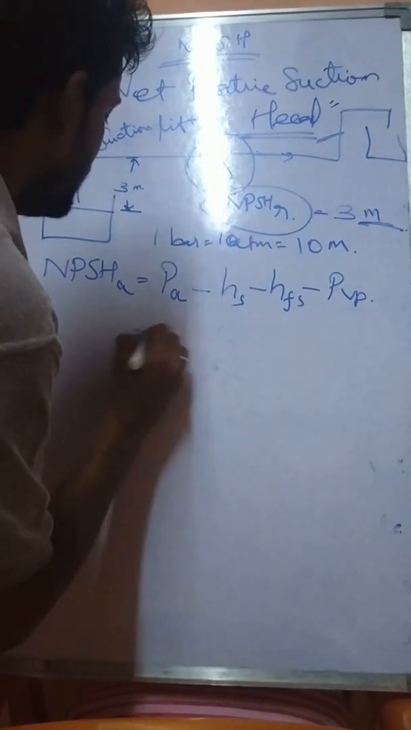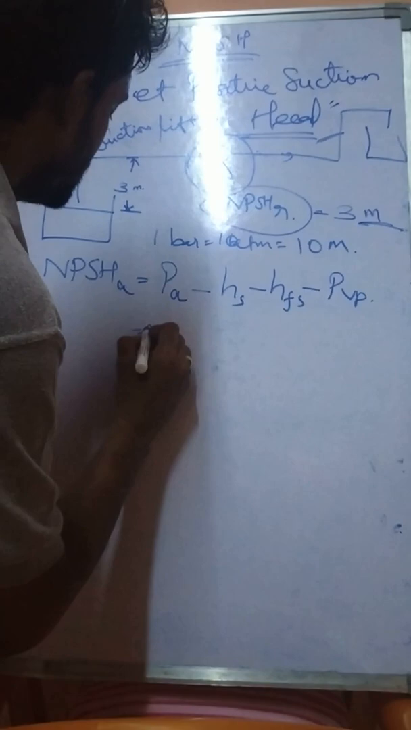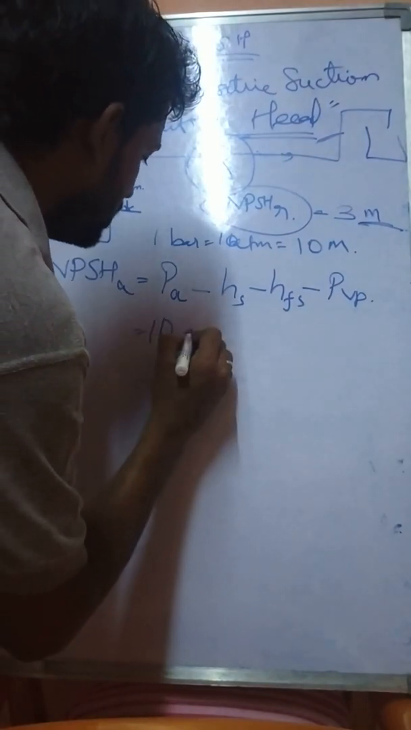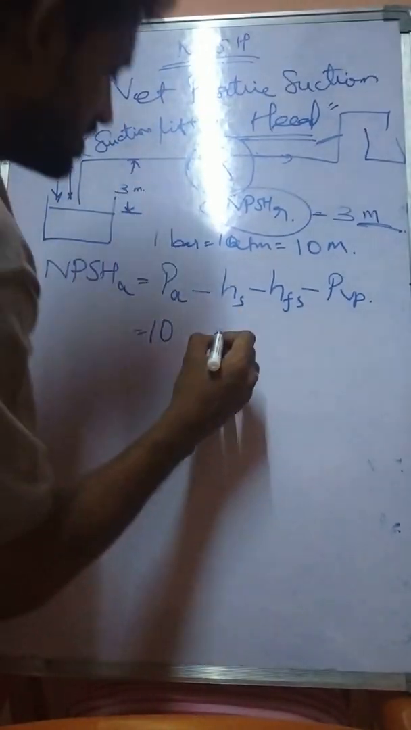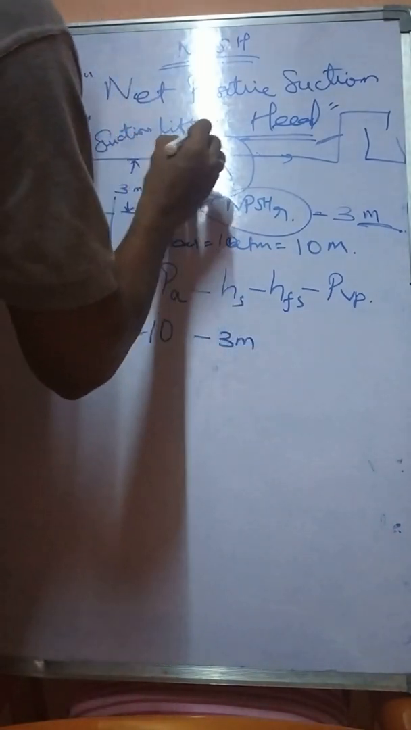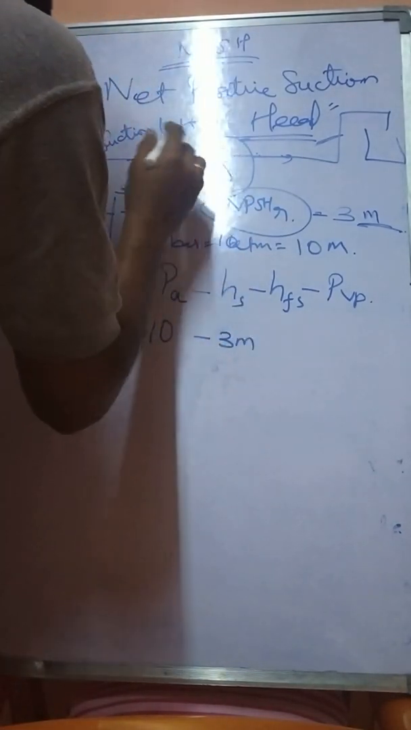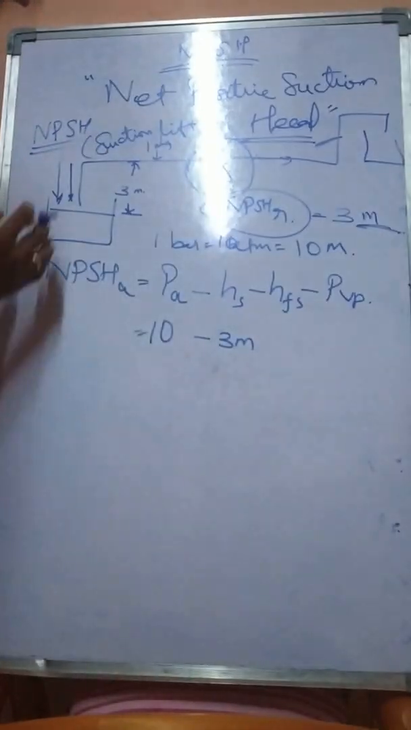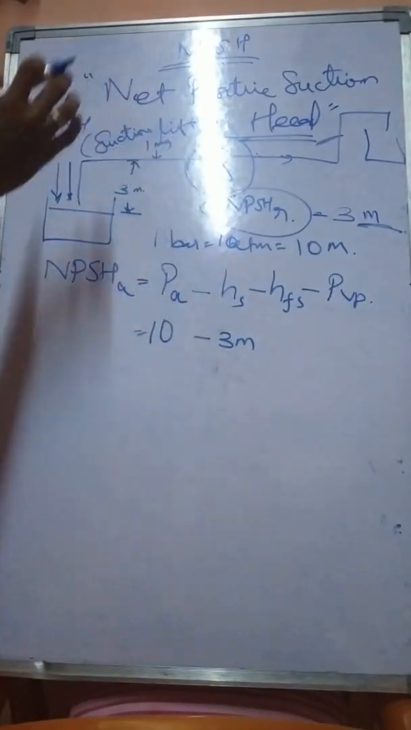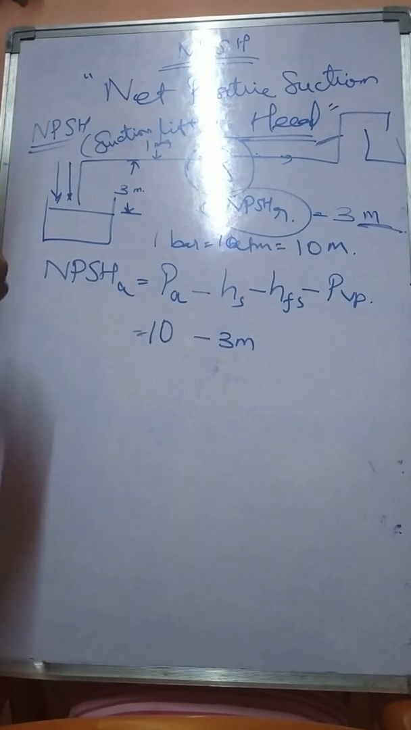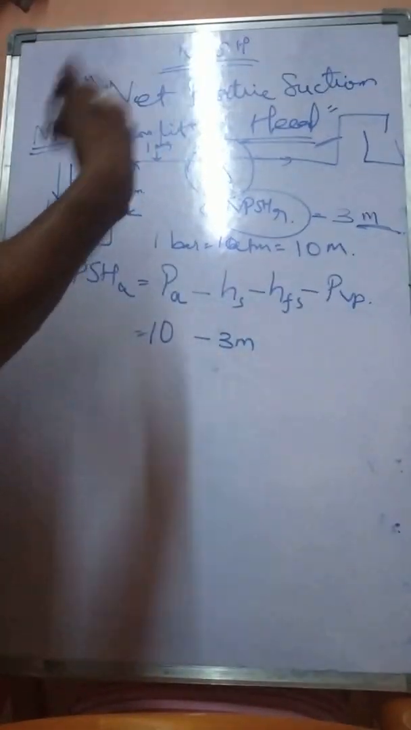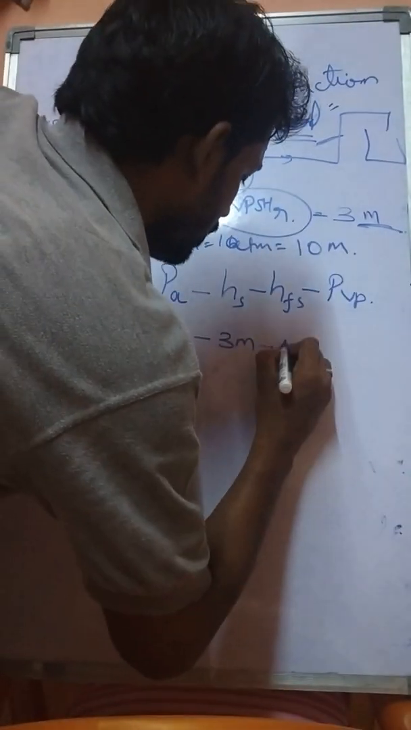Now we take the case PA is equal to atmospheric pressure, so take it as 10 meters, minus HS is 3 meters. You take this length as 1 meter, the length of the pipe. Mostly the suction length will always be reduced to reduce the impact of cavitation, or to avoid the cavitation. So 1 meter.